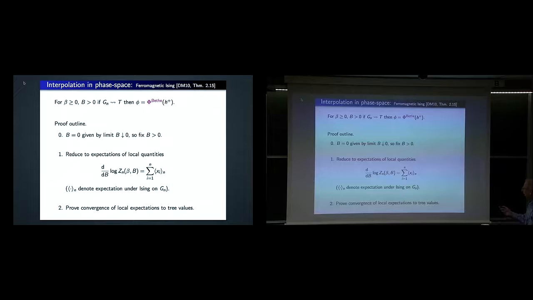Okay, now how am I going to prove it? Here is the outline of the proof. First of all, in principle, what you really should care about, and you should know that I cheated you already, is not to take B positive, but to take B equal to 0. In Ising, all the exciting part happens when B is equal to 0.